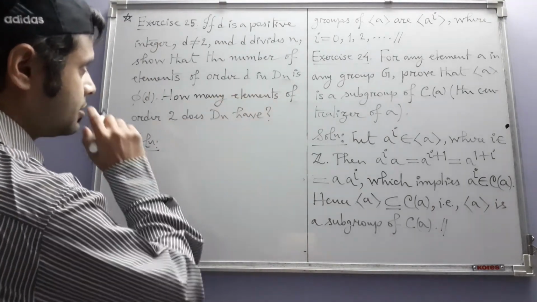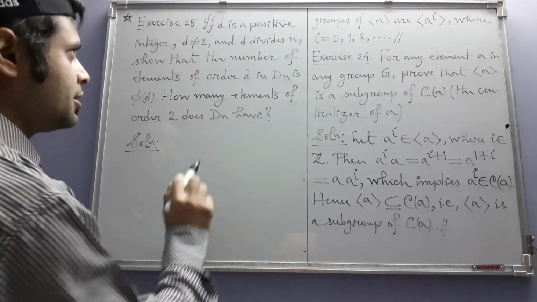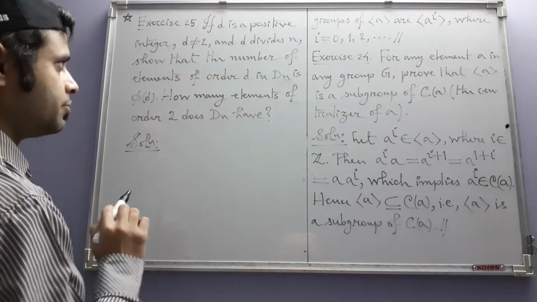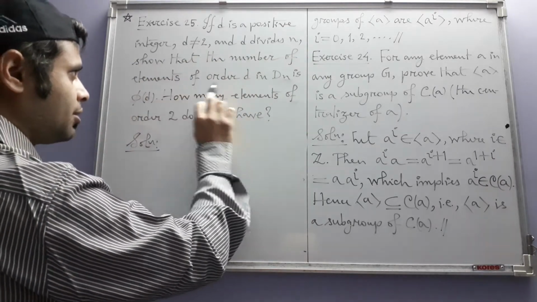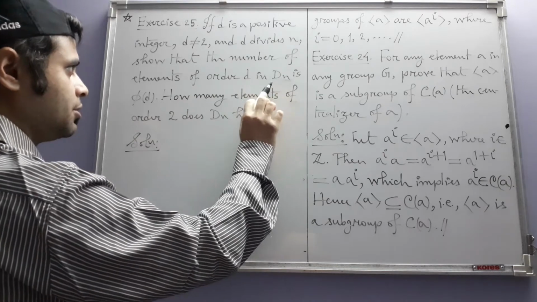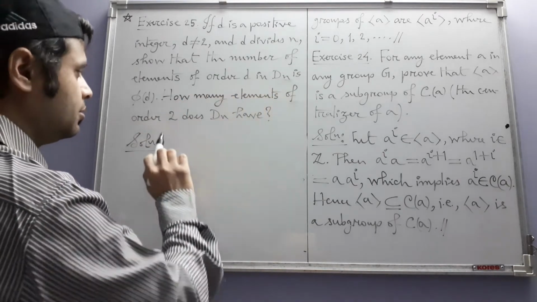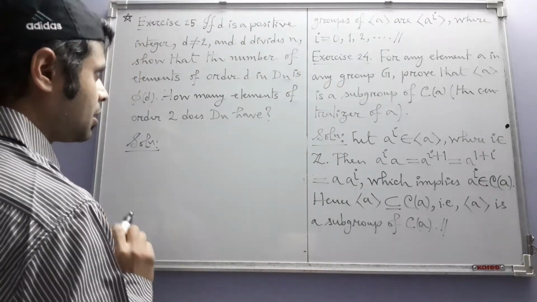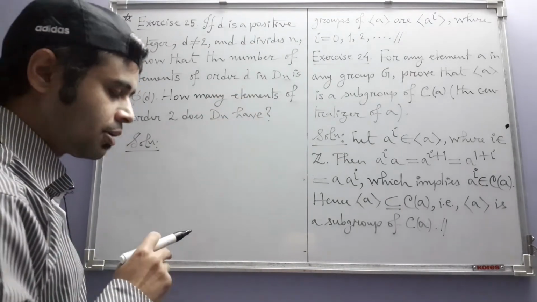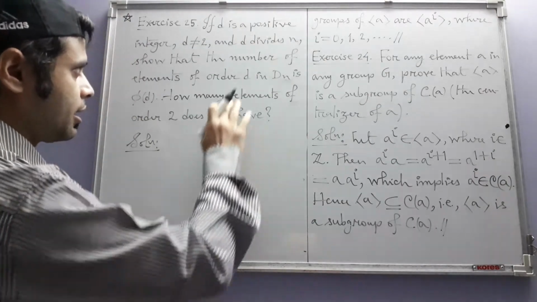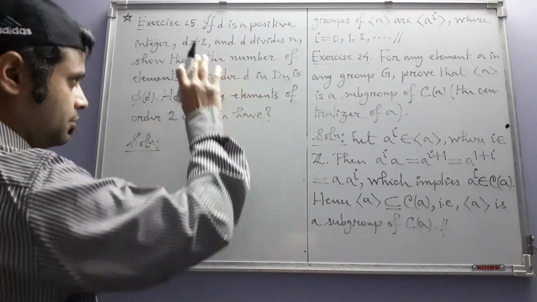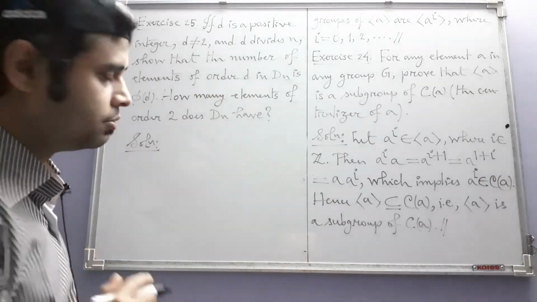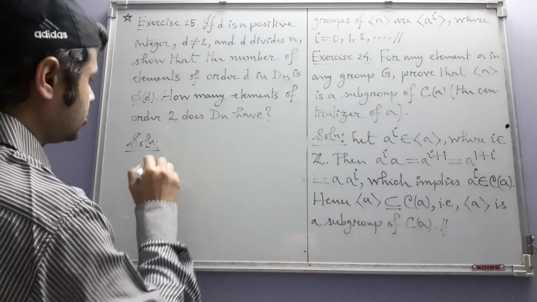So the thing here is that d is some positive divisor of n that is different from 2. We have to show that the number of elements in Dn which are of order d is phi of d. So in particular, we are looking for elements whose orders are of course d, and that's why none of them is of order 2. So we start the solution like this.